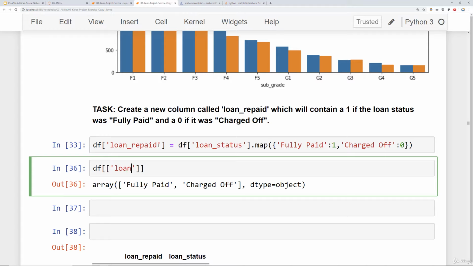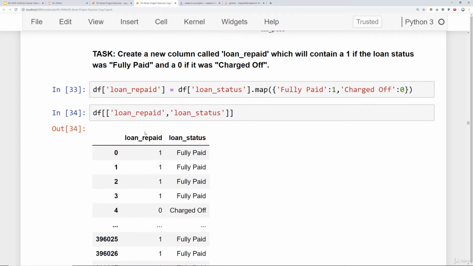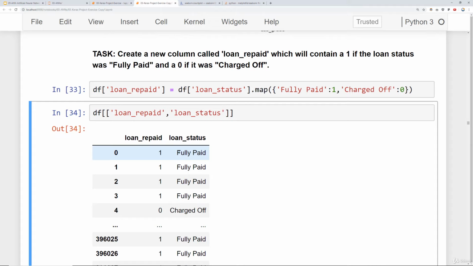So let's go ahead and show that. So we have loan repaid, comma, loan status. Just see those two, and we can see that it worked. So loan repaid, it's a 1 if it got fully paid, it's a 0 if it was charged off.